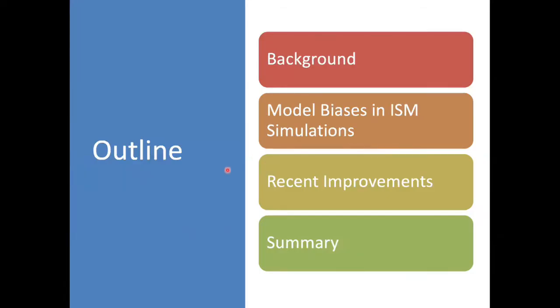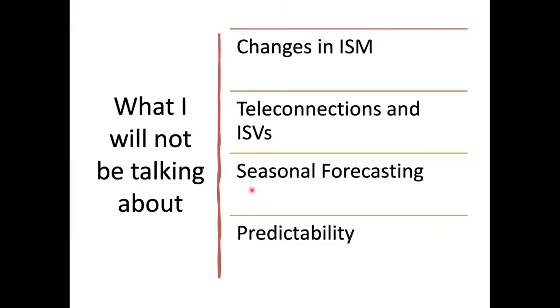This will be a brief outline of my talk. I'll just give some background, not much. I mean, there are way better people in the audience who know about the monsoon more than me, so I'll not spend more time there. Then I'll talk about model biases in ISM, the Indian summer monsoon simulations, then some recent improvements, and I'll summarize after that. What I'll not be talking about is changes in the Indian summer monsoon due to global warming and things like that, and then teleconnections and ISVs, seasonal forecasting, and predictability. These are all elaborate discussions in themselves, so I'll not get into all that.